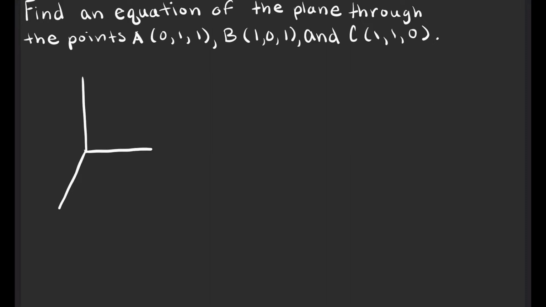All right, we've got a problem here that asks us to find an equation of the plane through the points A, B, and C. All right, so I'm just going to go ahead and plot these real quick. Point A would be 0, 1, 1, right there. Point B would be 1, 0, 1. And point C is going to be 1, 1, 0.